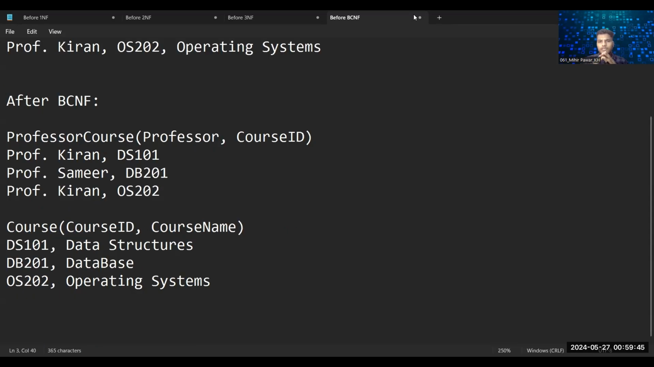So BCNF ensures that all the dependencies are on the super key, meaning that every determinant is a candidate key. What is determinant? A column on which some other column is fully functionally dependent. And what is a candidate key? A candidate key is a column that can uniquely identify any database record without referring to any other data. So every determinant is a candidate key. So this makes our data structure more robust, reducing anomalies like insertion, deletion, and updation. So it reduces anomalies and ensures that there is data integrity.